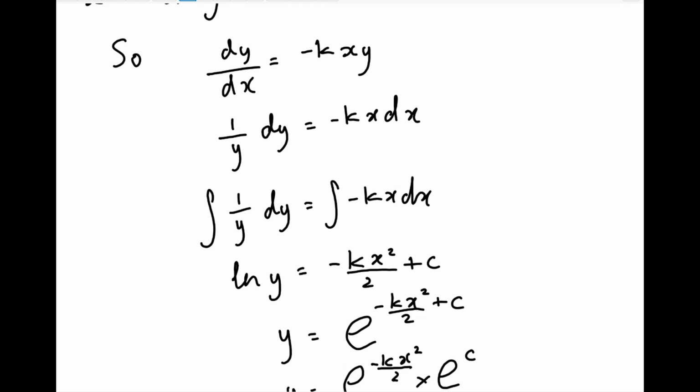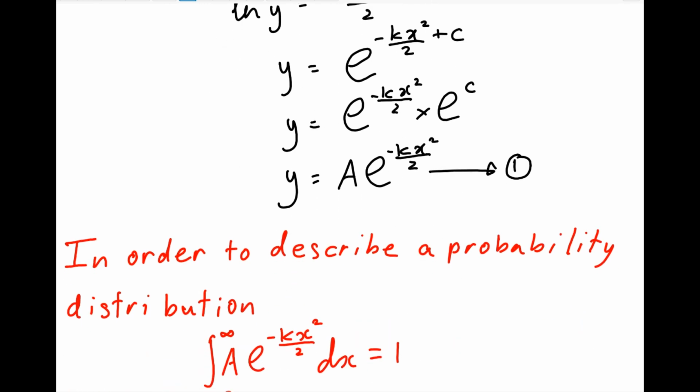By separating the variables, we get 1 over y dy equals minus kx dx, and integrating on both sides gives ln y equals minus kx squared on 2 plus c. That implies y equals e to the minus kx squared on 2 plus c. By using laws of indices, y equals e to the minus kx squared on 2 by e to the c. Of course, c is arbitrary, so e to the c could just be represented as a. That is what we're going to label equation 1.